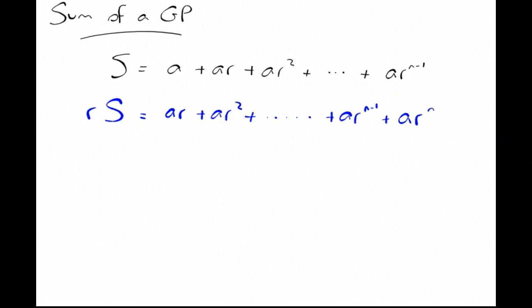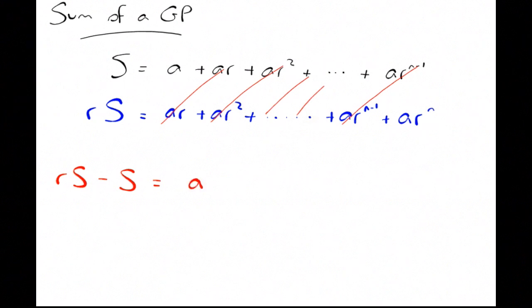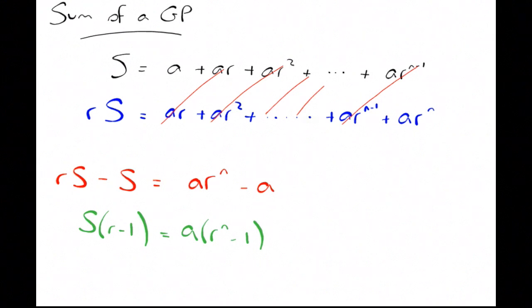So now I can consider the subtraction, rs minus s, and loads of these just cancel out, and I'm left with ar to the n, the last one on the rs, minus the a, the first one on the s. Little bit of algebra, factorise out the s, factorise out the a, I get s lots of r minus 1, and I get a lots of r to the n minus 1. I wanted to know the general formula for s, so I'm going to divide through by the r minus 1. So Sn equals a times r to the n minus 1 all over r minus 1.